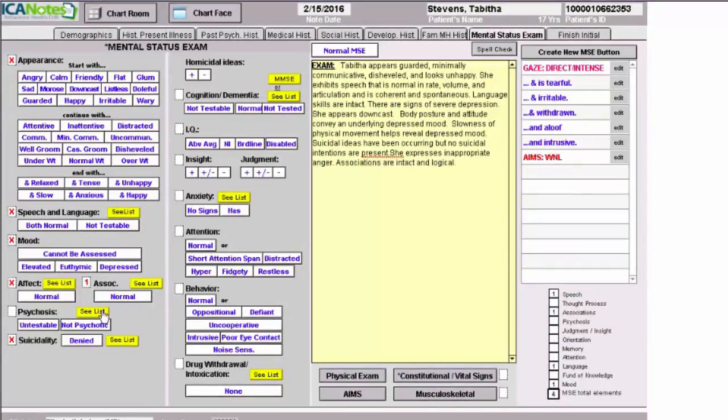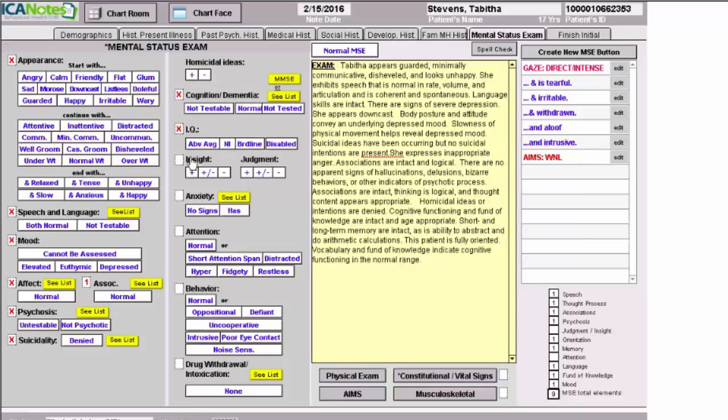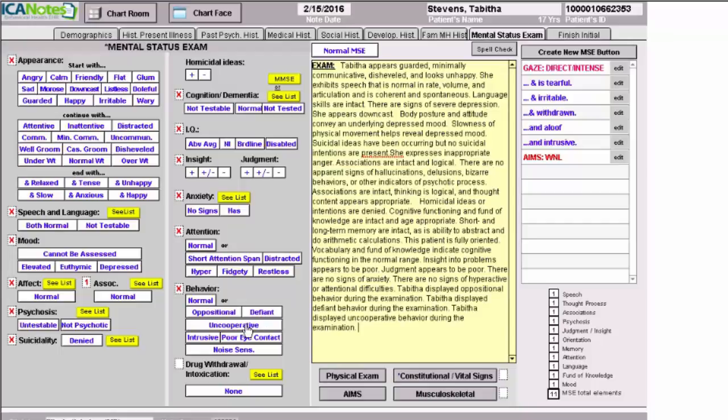Her associations are normal. She is not psychotic. She says she's not homicidal. Cognition seems to be normal. IQ seems to be of normal intelligence. Insight into illness and social judgment are both poor. There's no signs of anxiety. She seems to have a normal attention span, but her behavior is oppositional, defiant, and uncooperative. She doesn't seem to be withdrawing from drugs or alcohol.